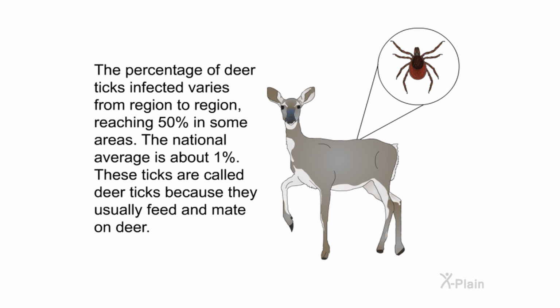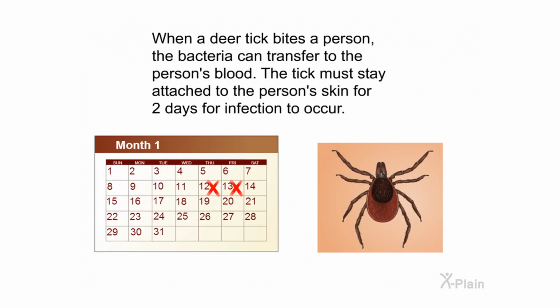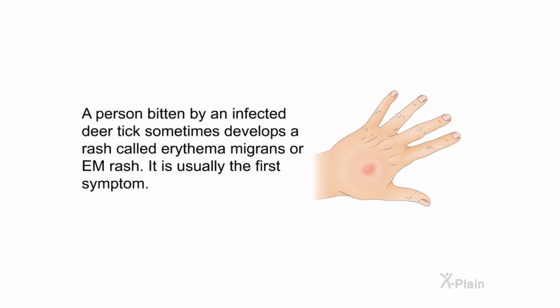These ticks are called deer ticks because they usually feed and mate on deer. When a deer tick bites a person, the bacteria can transfer to the person's blood. The tick must stay attached to the person's skin for 2 days for infection to occur. A person bitten by an infected deer tick sometimes develops a rash called erythema migrans or EM rash. It is usually the first symptom.